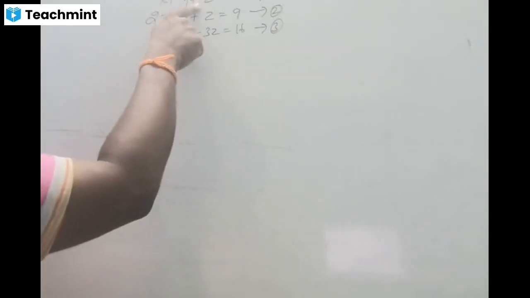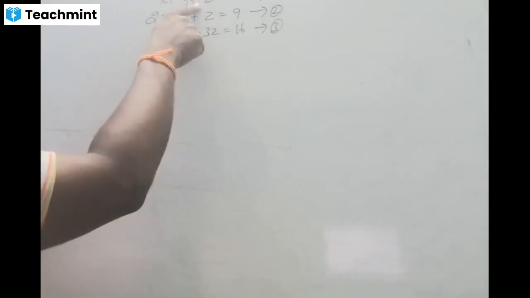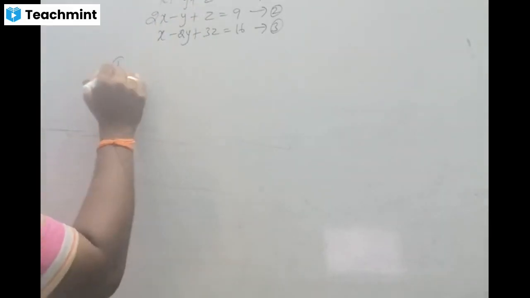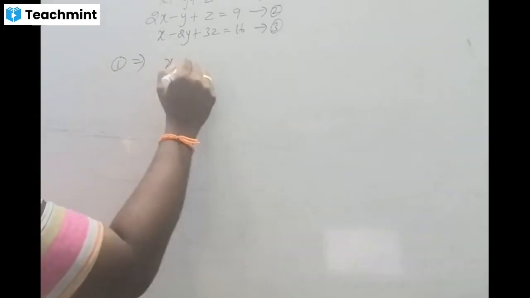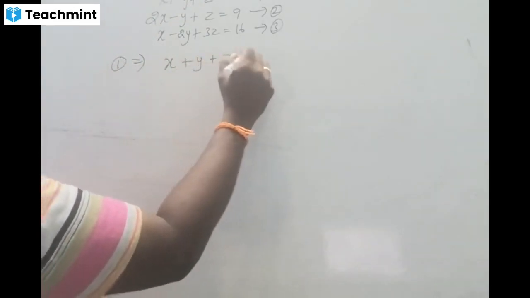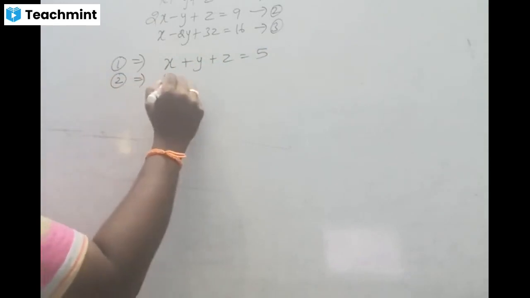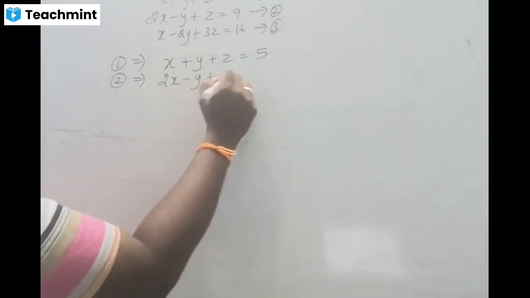Here, in equation 1, the coefficient of z is 1, and in equation 2, the coefficient of z is 1. So I can take equation 1 as it is, x plus y plus z equal to 5, and take equation 2 also as it is, 2x minus y plus z equal to 9.